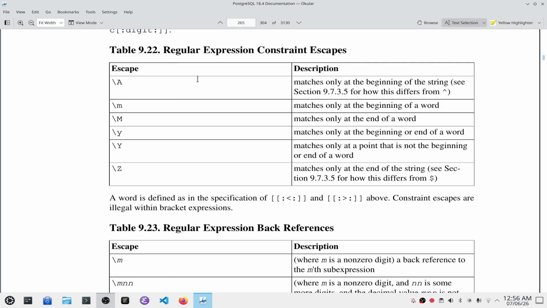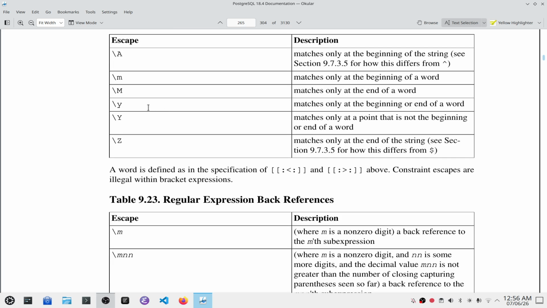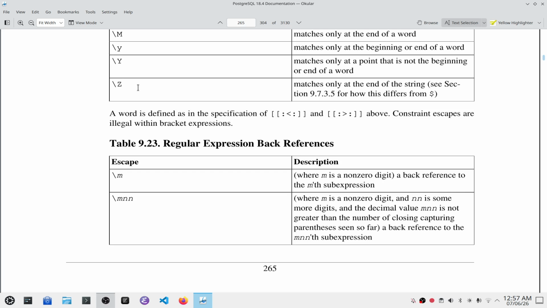Regular expression constraint escapes. \A matches only at the beginning of the string. \m matches only at the beginning of a word. \M matches only at the end of a word. \y matches only at the beginning or end of a word, and \Y matches only at a point that is not the beginning or end of a word. \Z matches only at the end of the string. So in section 9.7.3.5, we will see how it is different from dollar.